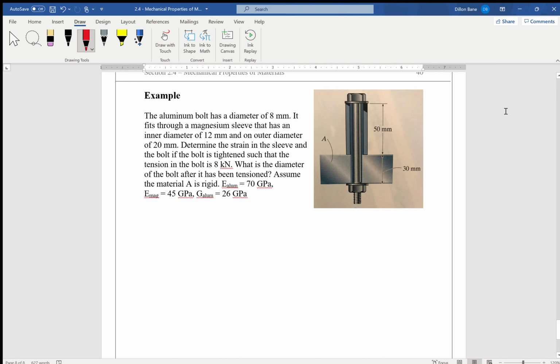All right. So again, we kind of think about what have we been given, what are we looking for. We've been given a force and an area for the bolt. So right off the bat, we can find the stress in the bolt. So I'm going to say that is step 1, stress in bolt.